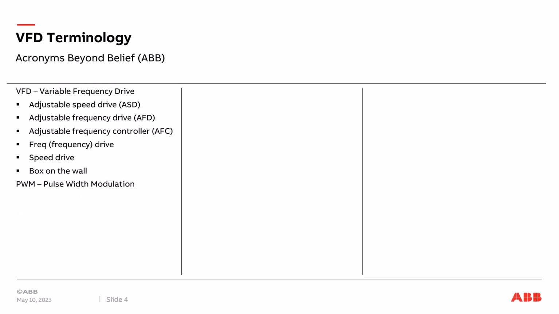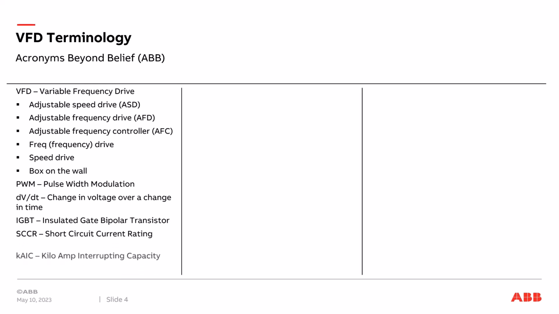Pulse width modulation is how we control a motor. DVDT is a change of voltage over a change of time. IGBT is an insulated gate bipolar transistor. SCCR is the short circuit current rating. KAIC is the interrupting capacity of an individual device. Nowadays we use SCCR. Full load amps is FLA.